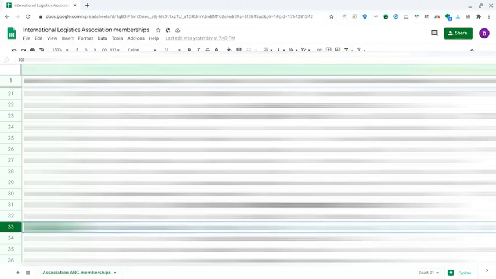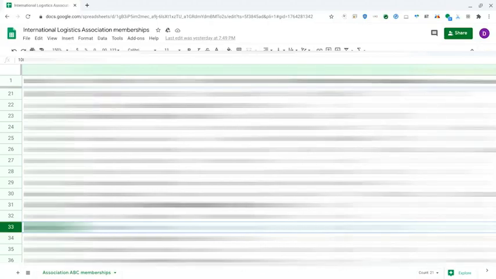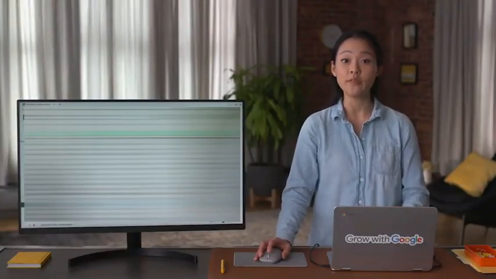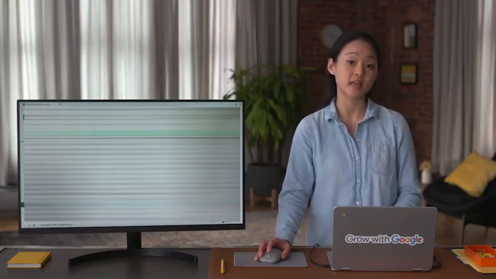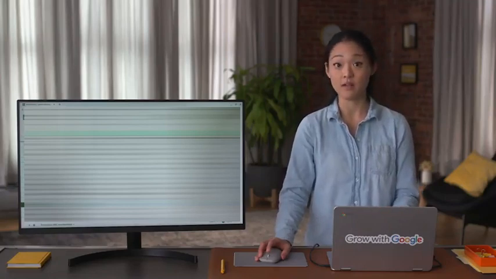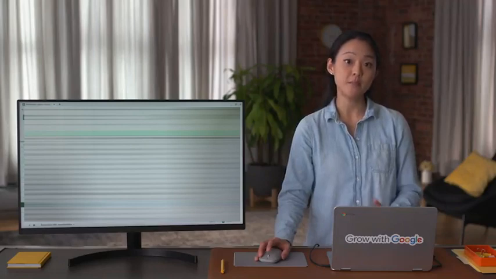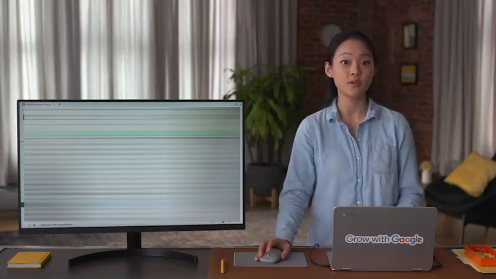Let's say this association has duplicates of one person's $500 membership in its database. When the data is summarized, the analyst would think there was $1,000 being paid by this member and would make decisions based on that incorrect data. But in reality, this member only paid $500. These problems can be fixed manually, but most spreadsheet applications also offer lots of tools to help you find and remove duplicates.